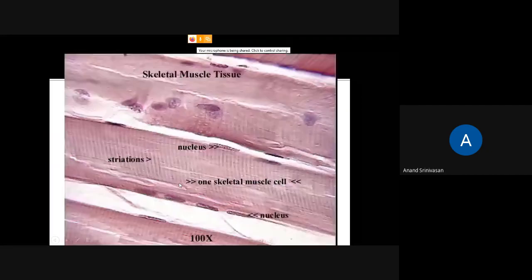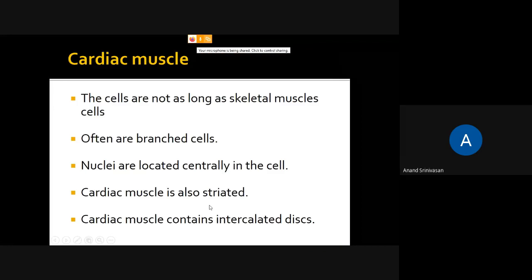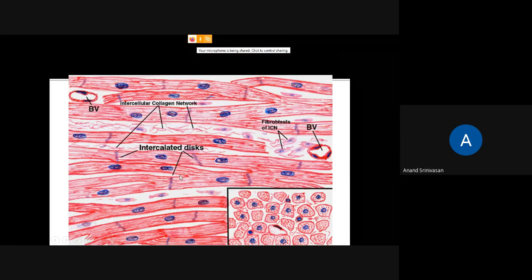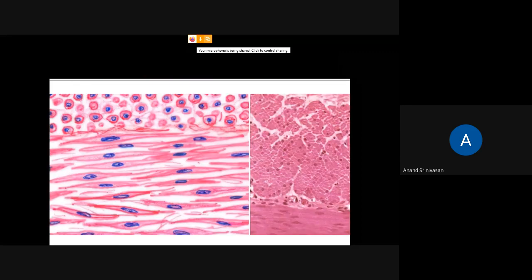So skeletal muscle: striations, and the nucleus is in the periphery. Whereas cardiac muscle: striations, nucleus in the center, intercalated discs. The smooth muscle is spindle shaped, and the nucleus is in the center. So these are the histological features of the skeletal, cardiac, and smooth muscle.